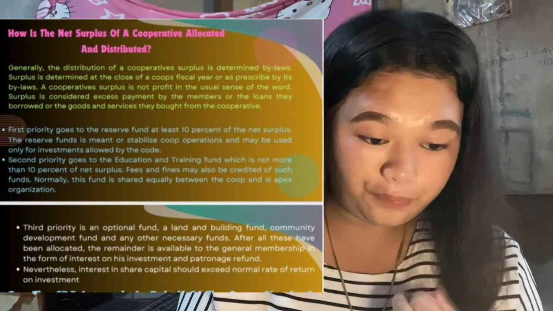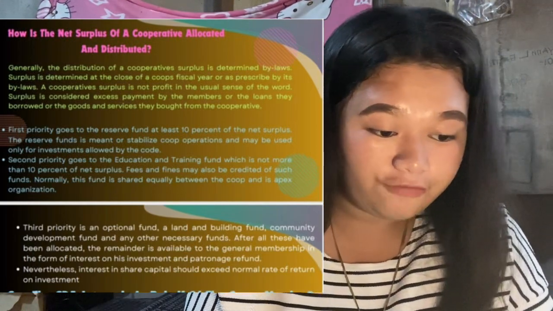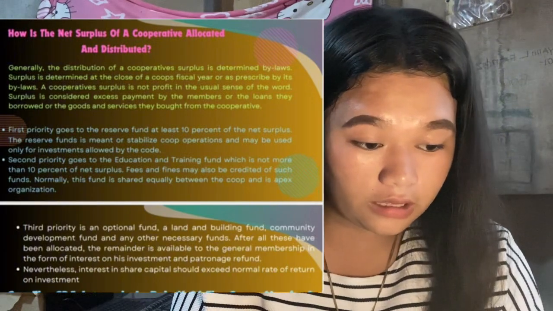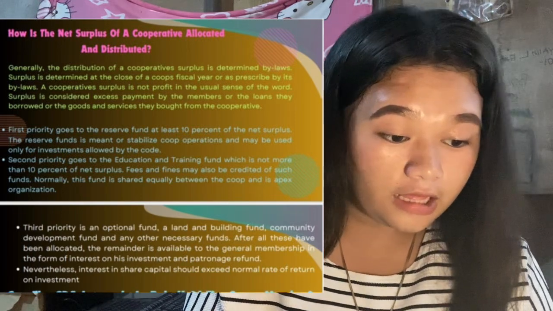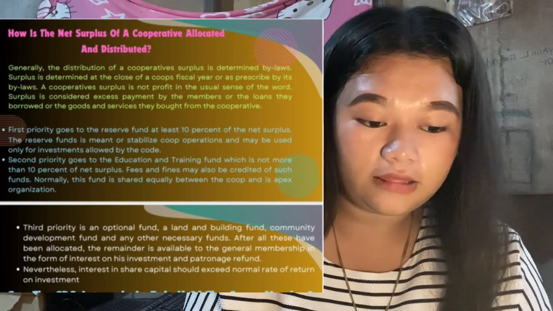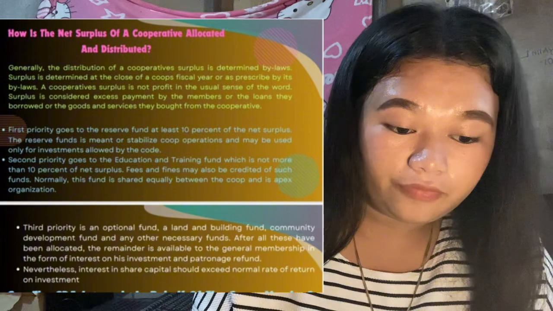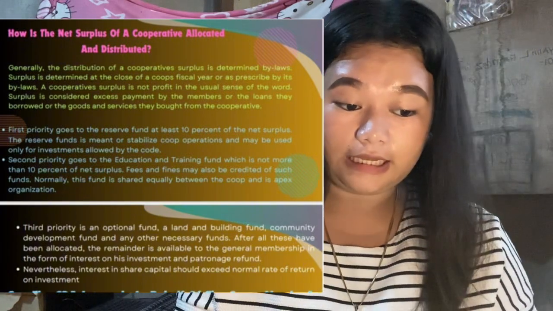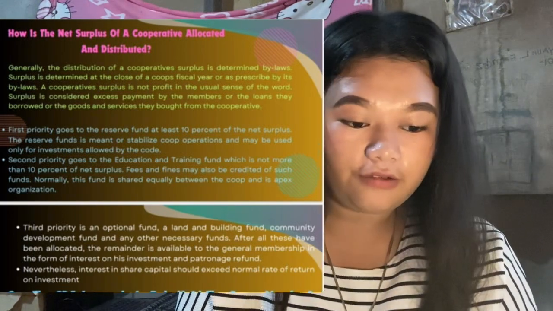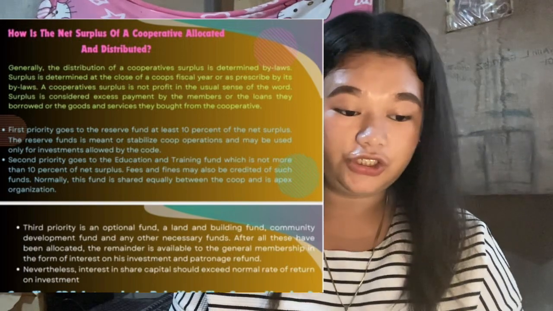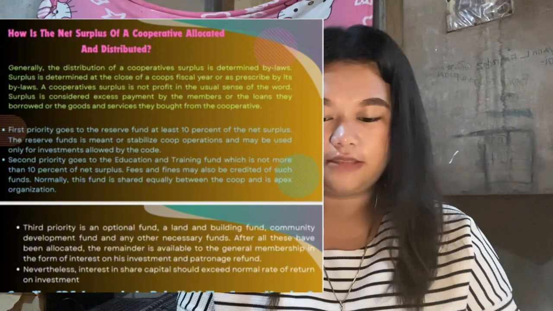And the third priority is an optional fund, a land and building fund, community development fund, and any other necessary funds. After all these have been allocated, the remainder is available to the general membership in the form of interest on investment and patronage refund. Nevertheless, interest on share capital should not exceed the normal rate of return on investment.